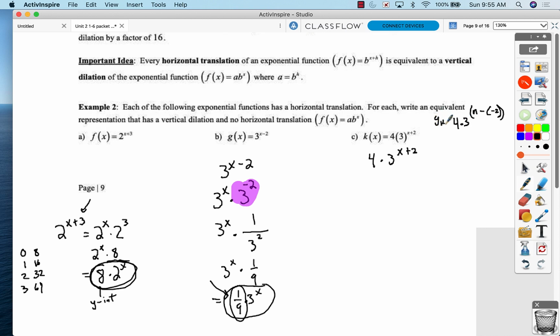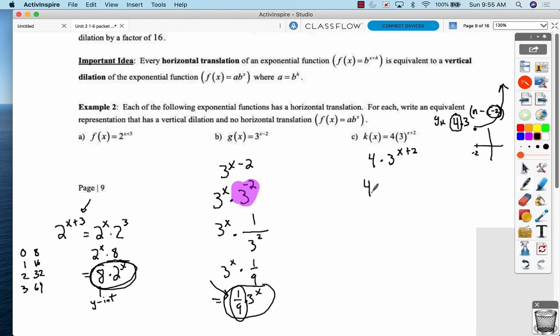This would be like g to the k. So 4 is the output when the input's negative 2. So now we're kind of on the other side of the x-axis. We're over here at negative 2. You'd be at 4. And this thing's going to shoot up that way. Anyways, they just want you to manipulate it.